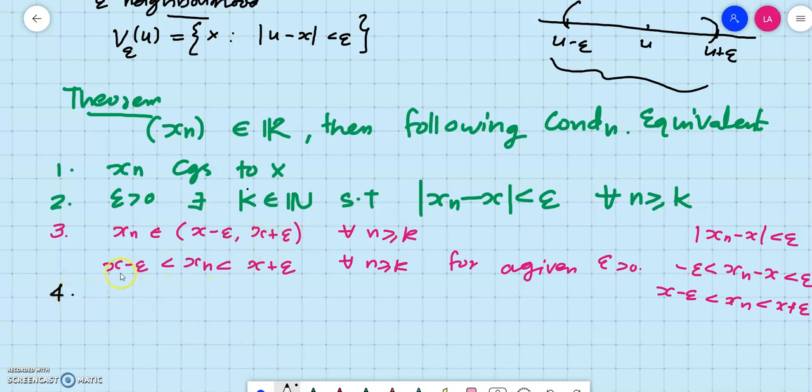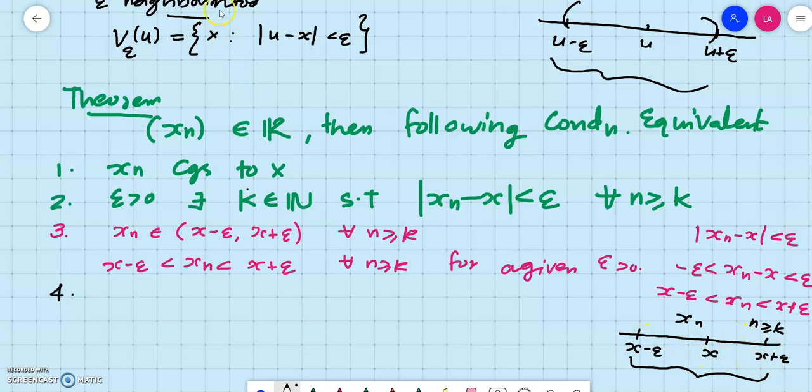So x minus epsilon less than xn less than x plus epsilon, which means that if you take a number line, this is x minus epsilon and this is x plus epsilon. The term xn after n greater than or equal to k, that means xk plus 1 etc., all belongs to this interval x minus epsilon comma x plus epsilon.